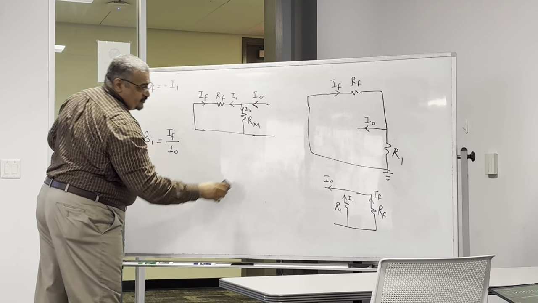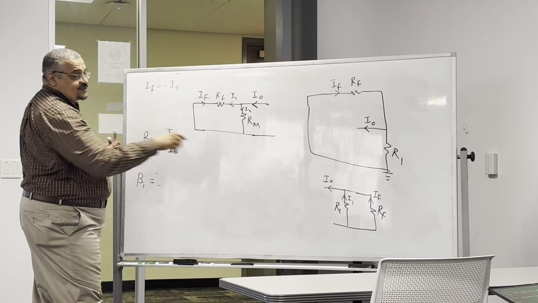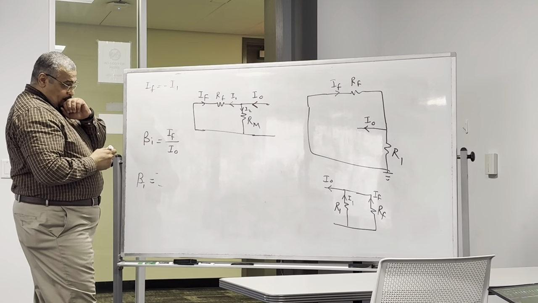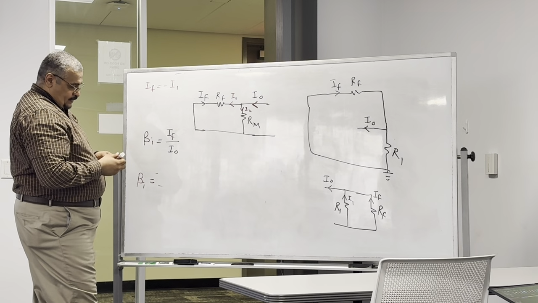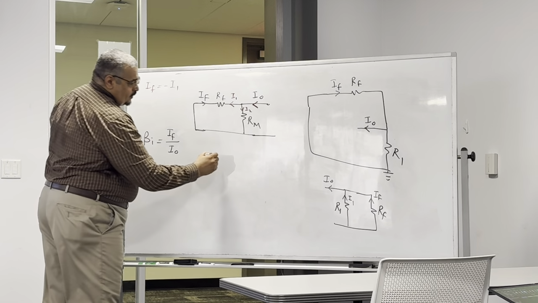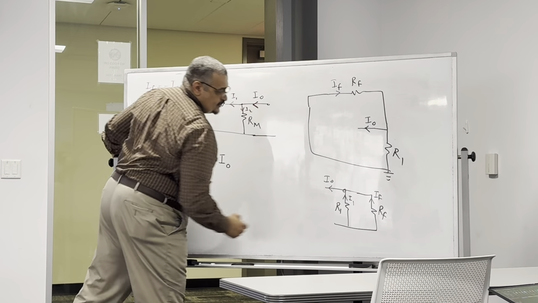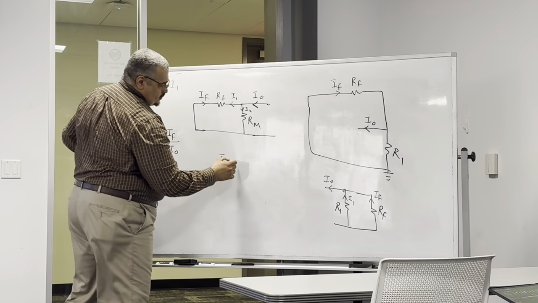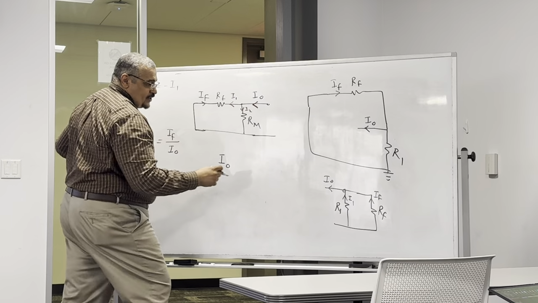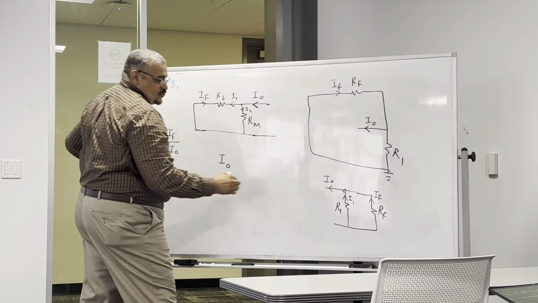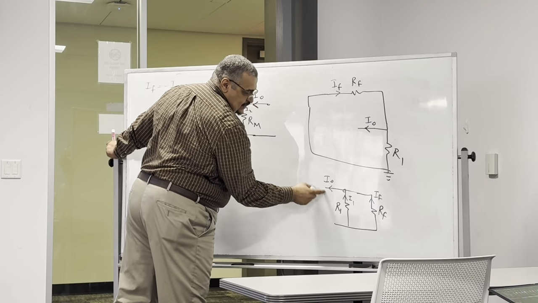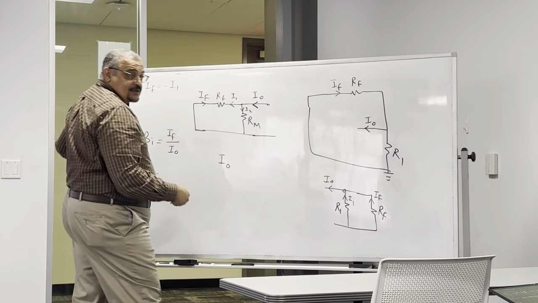What's the relationship between IO and IF in this circuit? The IO is the sum of I1 and IF. Okay, and let's do current KCL here, right? So IO is the same as this. Or you can do current divider, right? So this current is this current times this resistance divided by both.